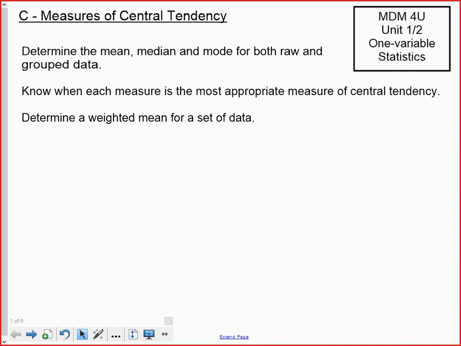We want to be able to assess when each of these three measures of central tendency is the most appropriate measure for the data that we're working with. And then at the end, we'll take a look at how you determine what's called a weighted mean for a set of data.